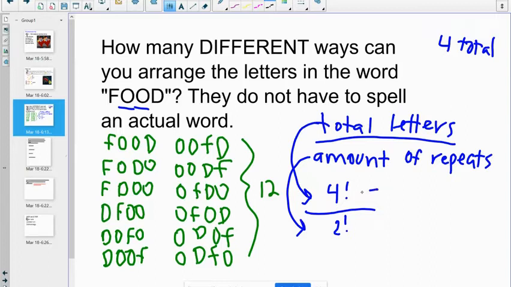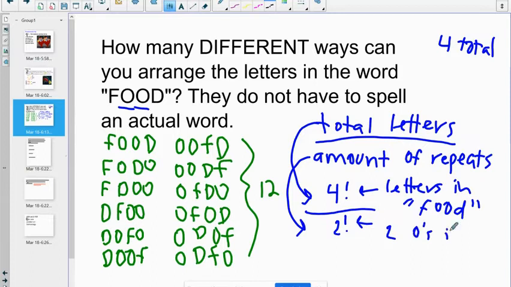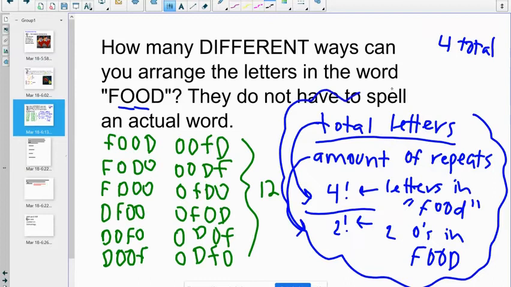So again, there's 4 letters in food, and there's 2 O's in food. Now that we know this little handy dandy thing right here, we're going to apply that to problems to come.